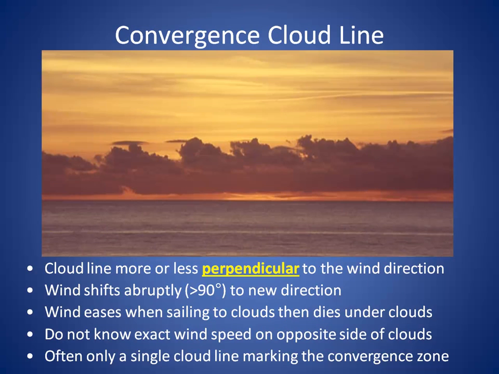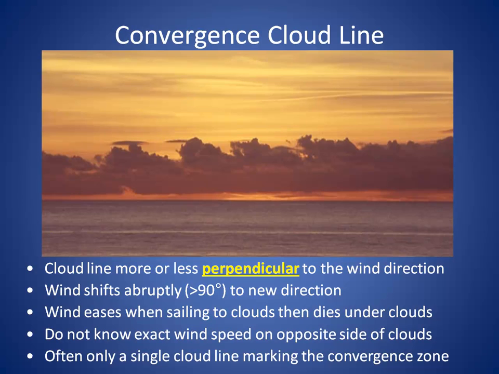So, the important point to remember is that a convergence cloud line will exist more or less perpendicular to the wind directions, which means if you sail across the cloud line or it moves over your location, expect the wind to shift abruptly to a new direction that is greater than 90 degrees and often closer to a 180 degree wind shift. Also, the wind speed will ease as you sail toward the cloud line to the point where it could become nearly calm under the clouds, and then the winds will increase as you sail away from the cloud line.